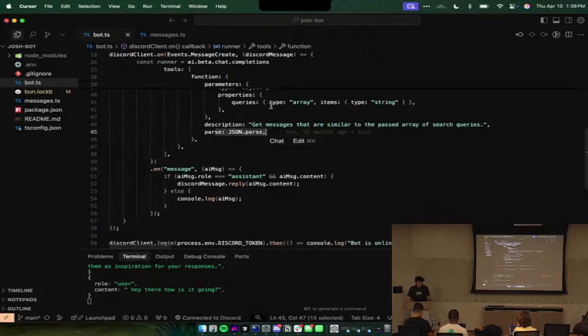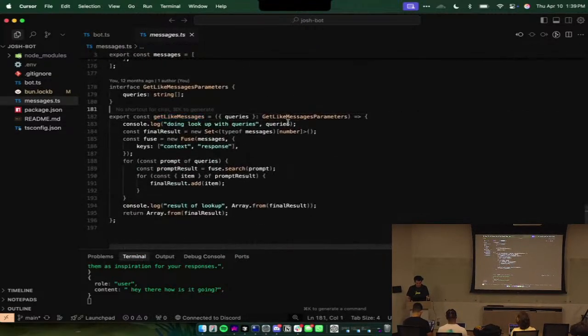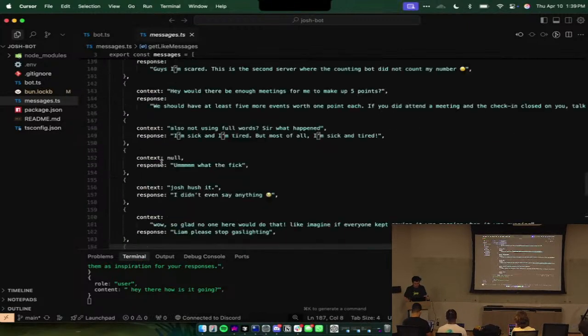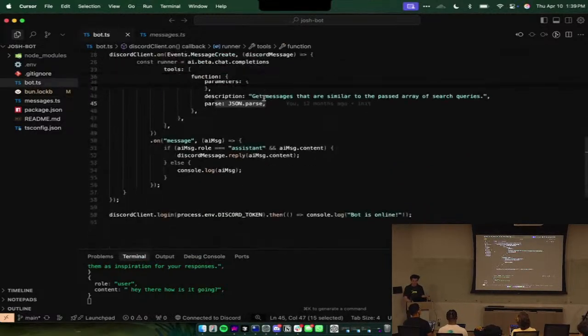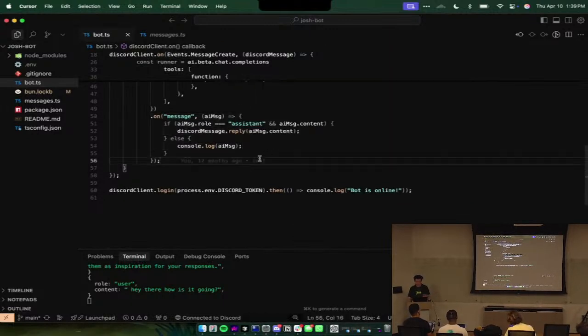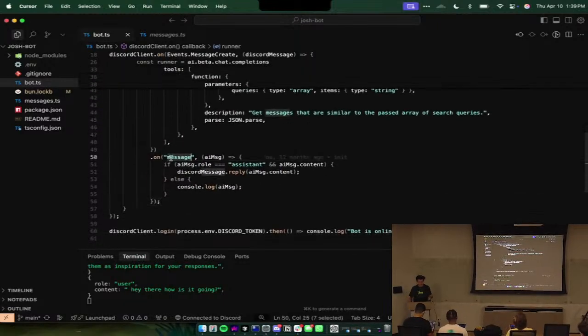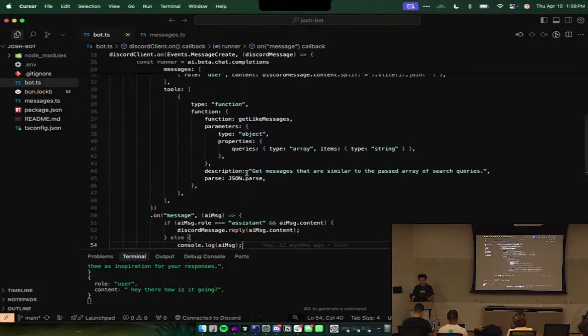That get messages thing is really just a function. Down here you can see we have it pass in a query, and we're using this library Fuse to do the fuzzy searching. We look through this whole messages array for messages that have similarity to the query that the AI model would like us to look up. And then we just return what we got. Lastly, we do some more handling of on message and just wait for the response. When we do get a response back from the AI model, we send the message back as a reply in Discord. As you can see, it really is straightforward.